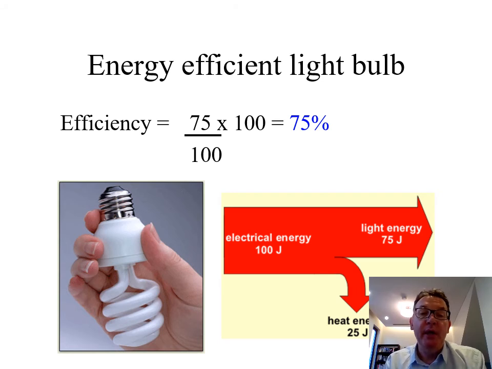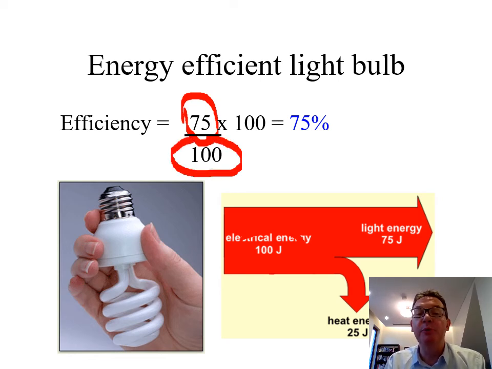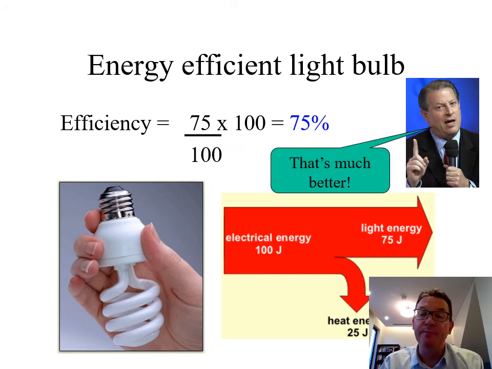If we look at an energy efficient light bulb, these bulbs were developed 15 or so years ago, we can see that for every 100 joules we put in, 75 joules is turned into light energy. So the useful energy out is 75, and the total energy put in is 100. 75 divided by 100 in your calculator is 0.75. Multiply by 100, you get 75%. And obviously that's much better.